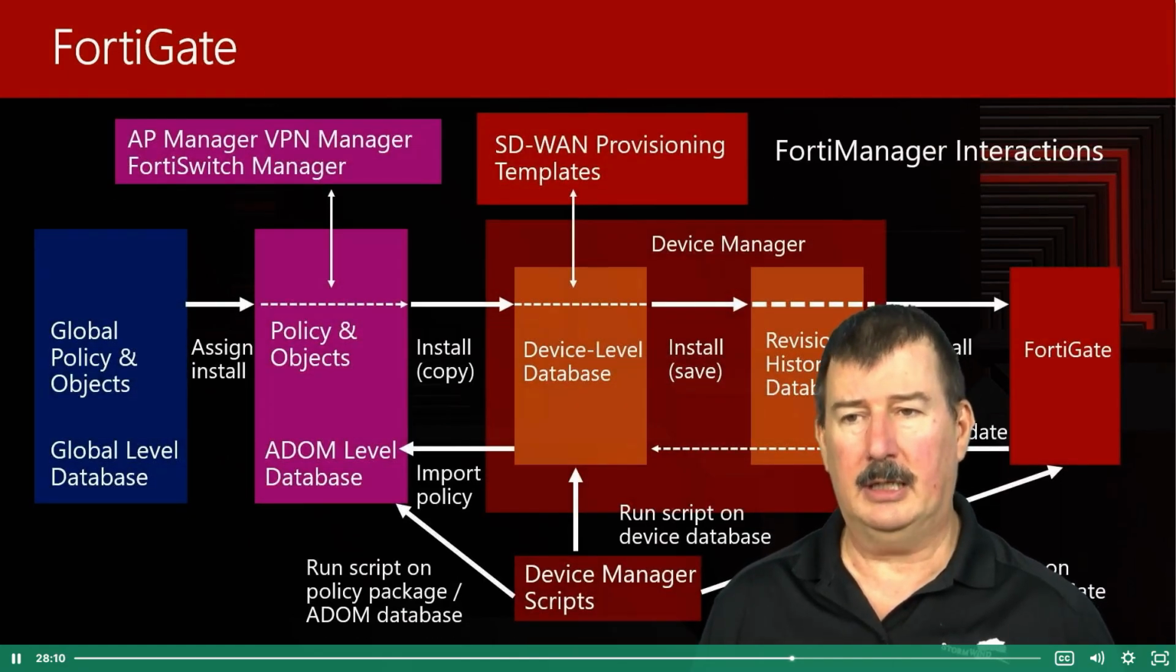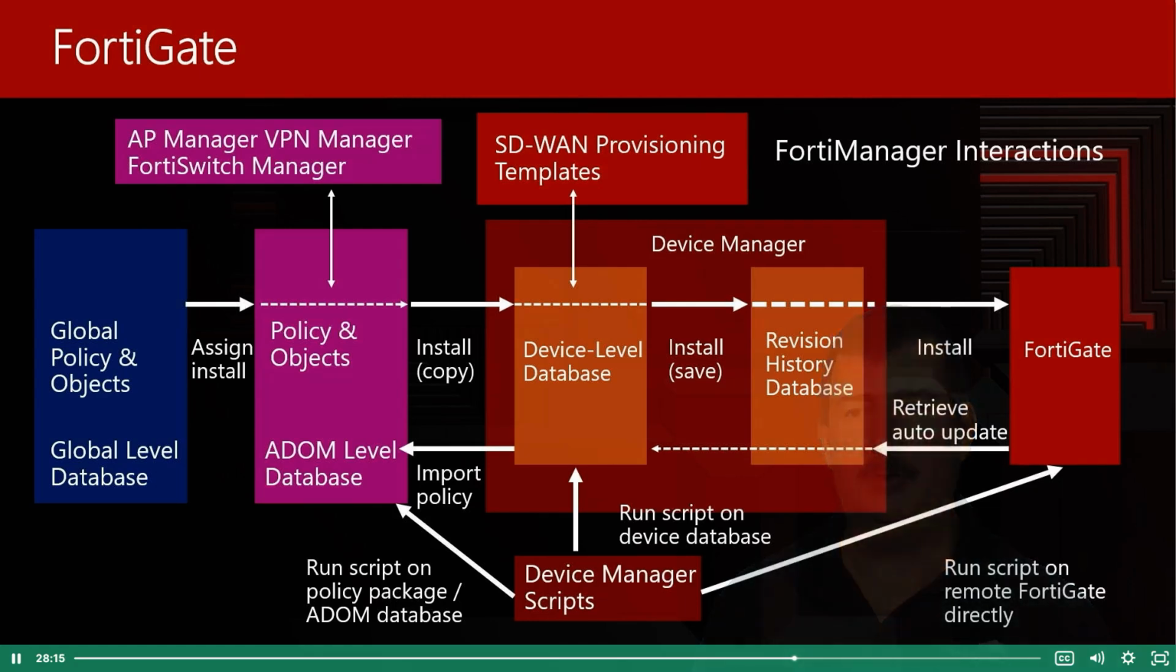So this here, again, what are we looking at? Scripts. Over on the left, we have our global policies, our policies and objects, ADOM level, global level type stuff. And then in the middle, we have our device manager. Same as before, we update our policies and our ADOMs, we update our device manager, and then that pushes it over to the FortiGate itself. Now you can run the scripts on your policy package and ADOM database, on the device database, and on a remote FortiGate directly. So that's what they're showing here: the ability to jump in and write a script at any one of those levels.